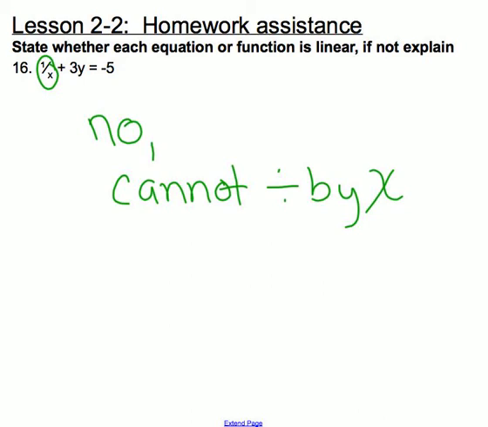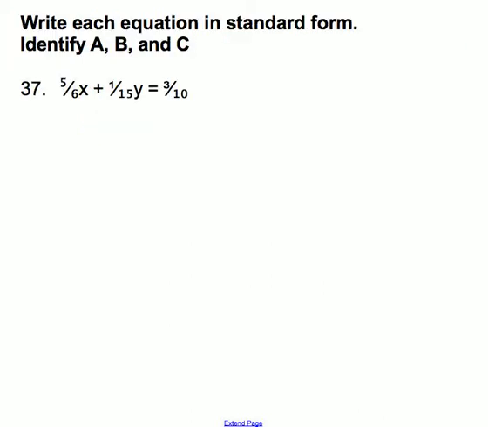The next problem we would like to look at is problem number 37. Write each equation in standard form. Identify A, B, and C. You need to remember that standard form is Ax plus By is equal to C. You also need to remember that your A, B, and C must be integers and that A always has to be positive. When we look at problem 37 here, we can see we have fractions of 5/6, a 1/15, and a 3/10.